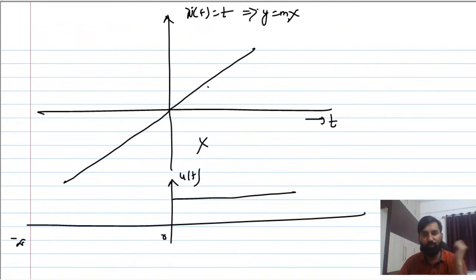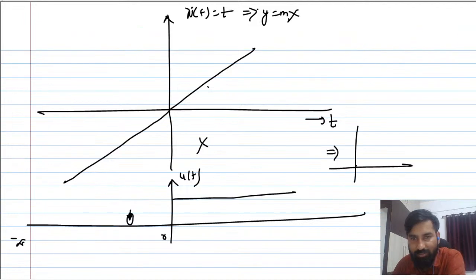From minus infinity to 0, u of t is 0, completely 0. So if you multiply something with 0, it becomes 0 only, it is non-zero here. So the part which is existing on this quadrant will be absent. What will be the resultant then? You can say this will be this, and this is r of t.